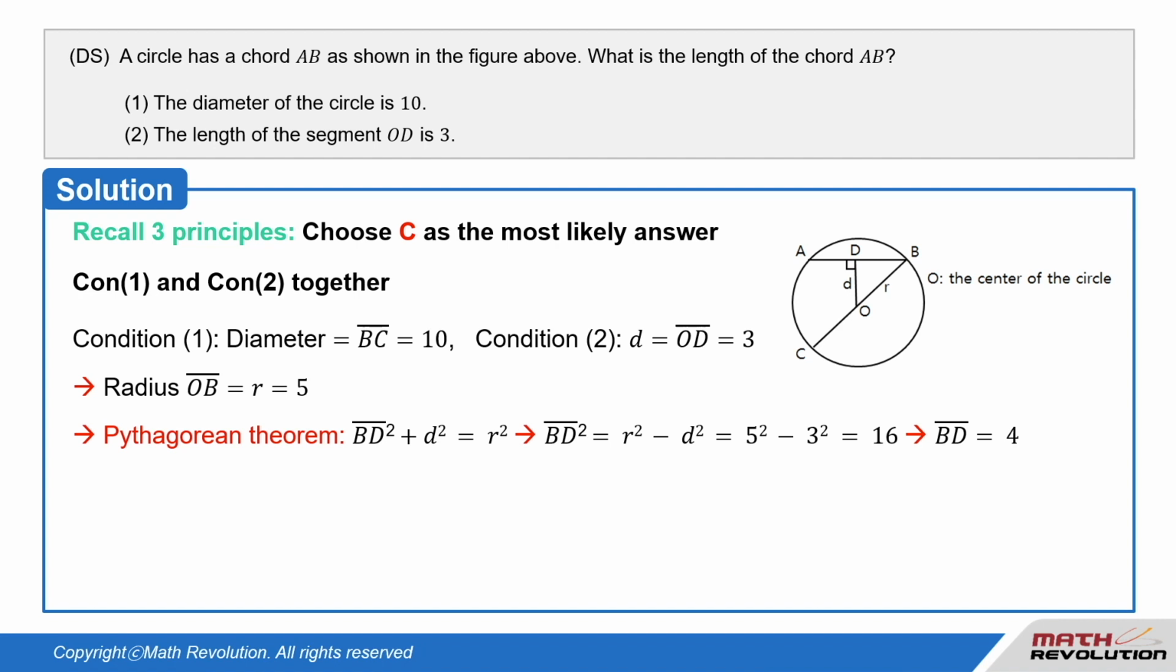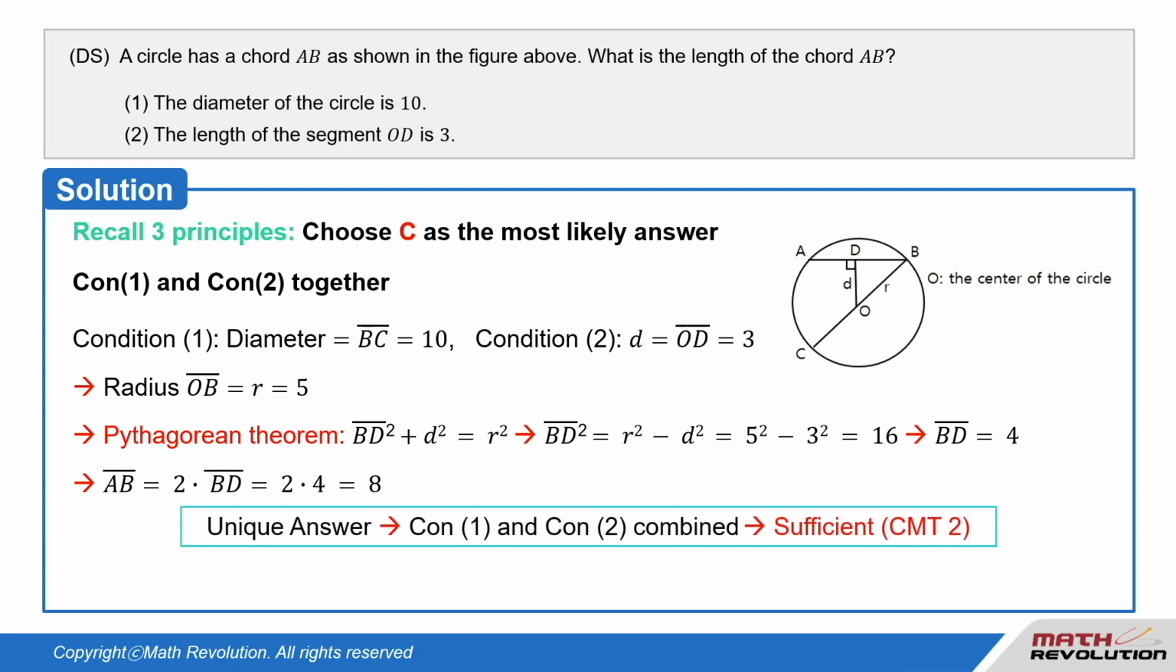This means that according to the Pythagorean theorem, the square of line segment BD plus lowercase d squared equals r squared. The square of line segment BD equals r squared minus lowercase d squared, which equals 5 squared minus 3 squared, which equals 16. We get line segment BD equals 4. Therefore, line segment AB equals 2 times line segment BD equals 2 times 4 equals 8, as shown in the figure above.